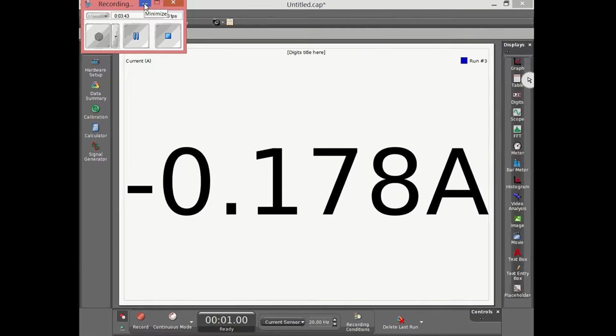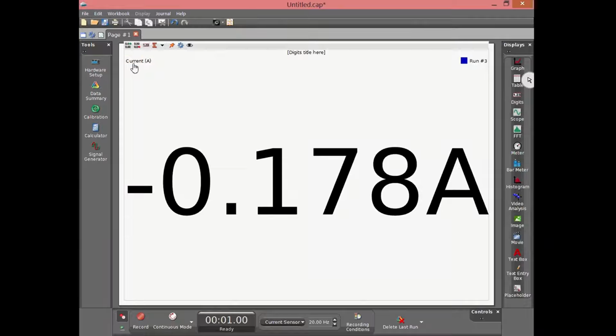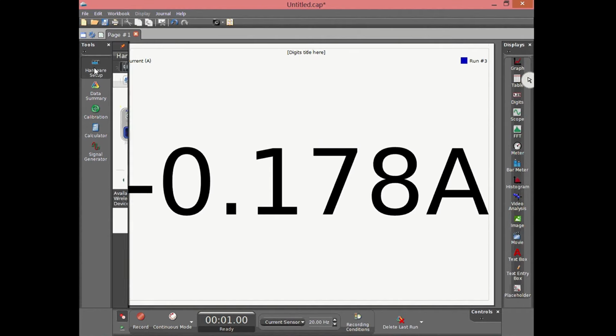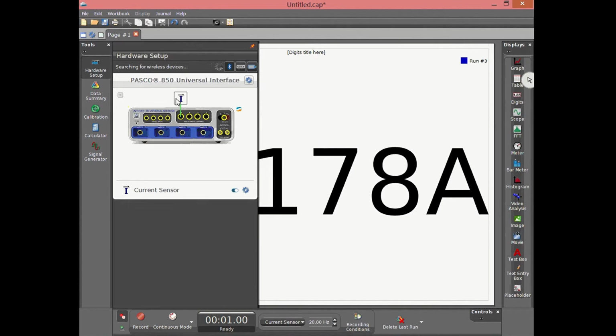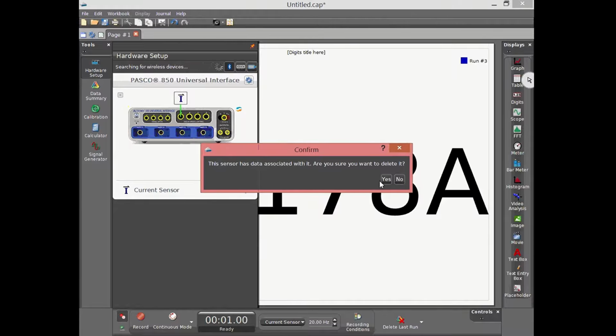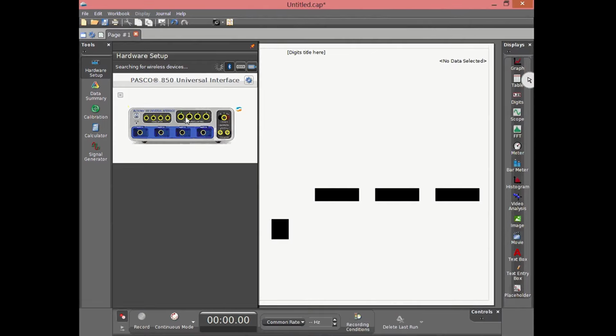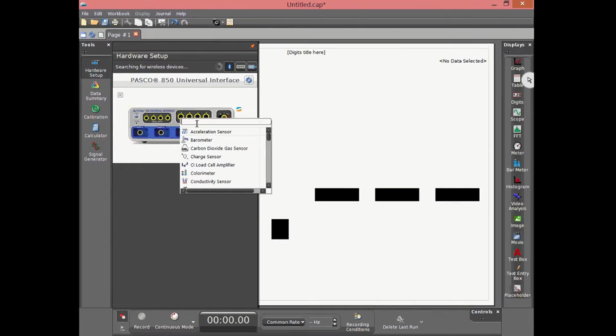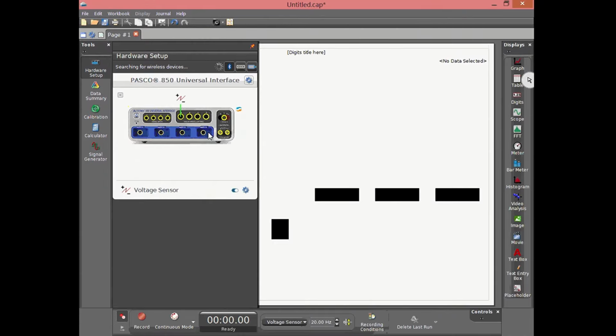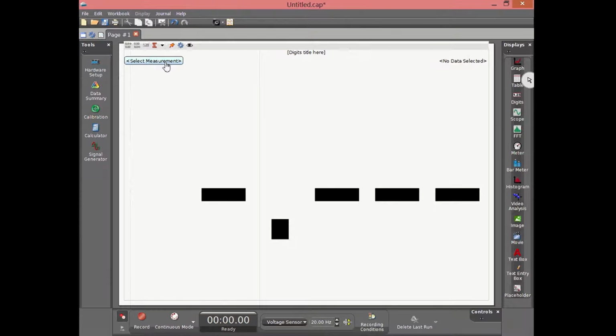Now we are ready to move to part 2 of the experiment, in which we will be measuring voltage differences across each of the 5 circuit elements that we have. So for this reason, I'm going to delete the current sensor. Press delete on the keyboard and then yes. And then replace it with a voltage sensor. And I also unplugged the current sensor from the interface and replaced it with a voltage sensor. So now we have the voltage sensor connected. So we will change this reading from current to voltage.